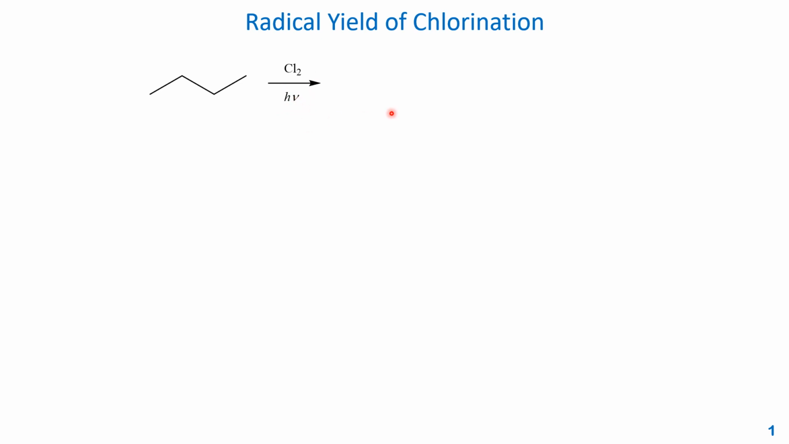There are two possible products that could form. One is 2-chlorobutane, where a secondary hydrogen is replaced by chlorine, or 1-chlorobutane, where a primary hydrogen is replaced by chlorine. Now you could face a question like this: what is the expected percentage of the two products? What's the yield based on calculation? So how to do that?